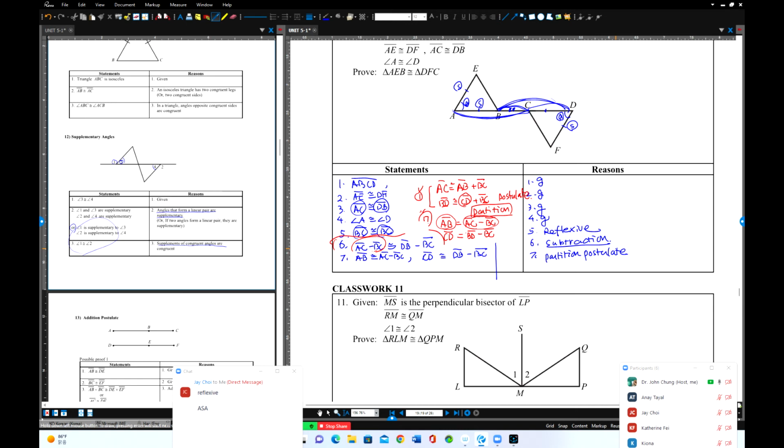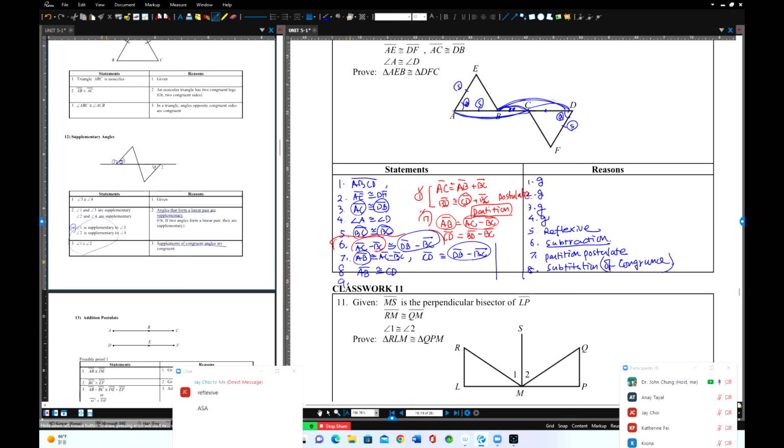Okay, now take a look over here. AC minus BC replaced with what? AB, isn't it? DB minus BC replaced with the CD, right? So finally we can make the conclusion AB congruent to CD, right? That is the substitution. Okay, just the substitution is enough.